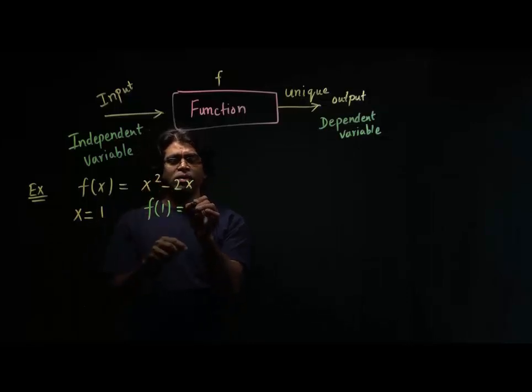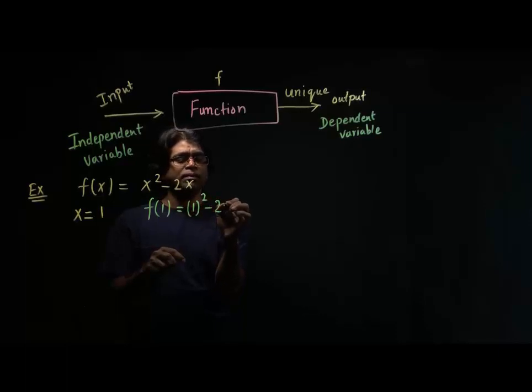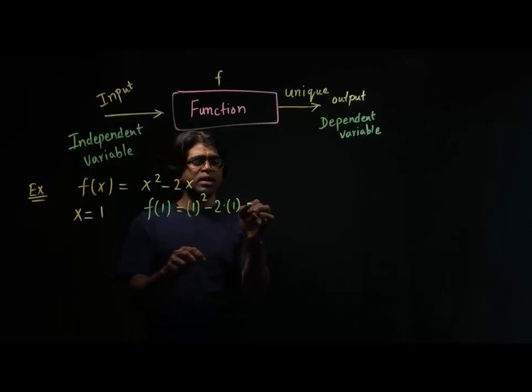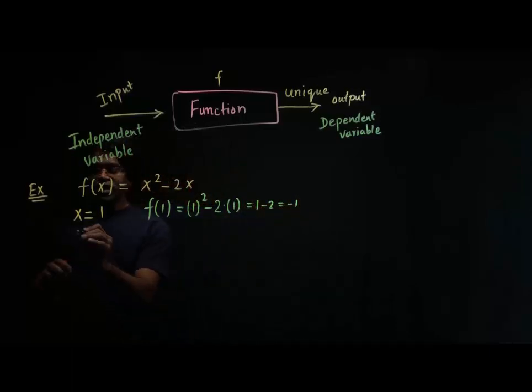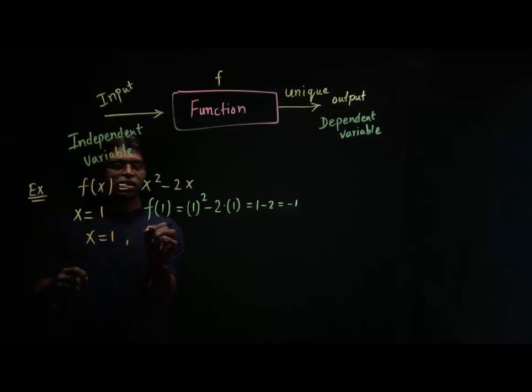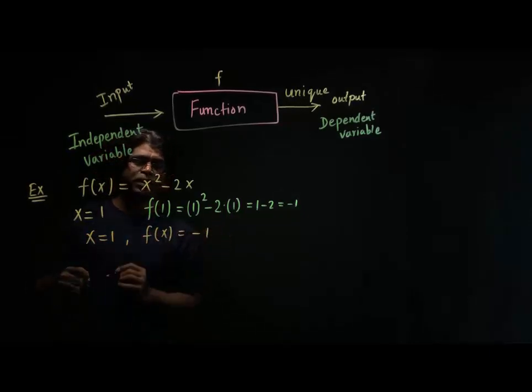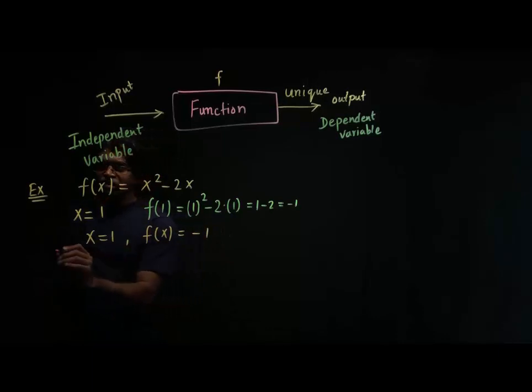So x squared will be replaced by what? 1 squared minus 2 times 1. 1 squared is what? 1. And then 2 times 1 is minus 2. 1 minus 2 is negative 1. So as you can see, for value of x equals to 1, the value of the function f of x is negative 1. Now let's consider another value.